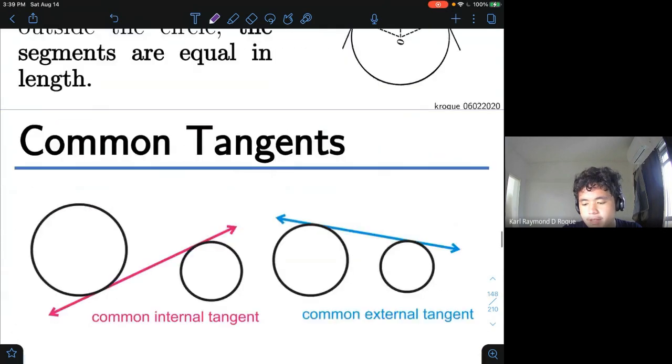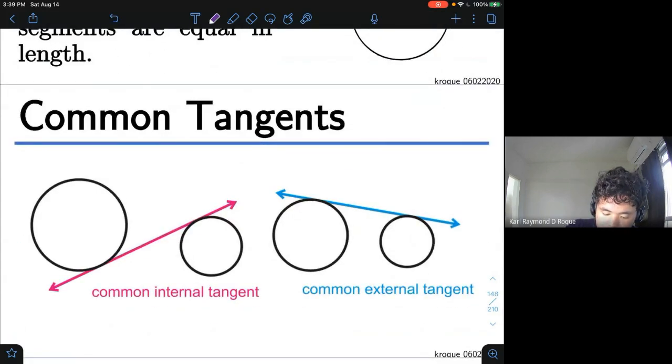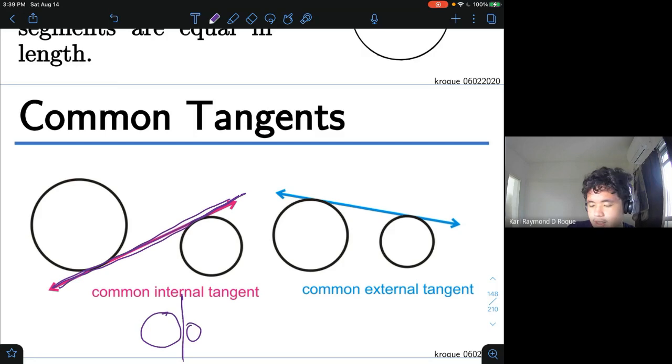Then, meron pa tayong tinatawag na common tangent. Ito, common internal tangent. Ayan, no? Internal, sa loob. In a sense, sa loob sila tangent. Hindi sa loob exactly, pero like, how to say, nasa gitna siya ng dalawang circle. See? Ito, internal tangent din to. Yan, internal tangent din yan. Ito, common external tangent. Bakit? Hindi sila nagpa-pass through dyan. Dyan lang sila. Ayan.